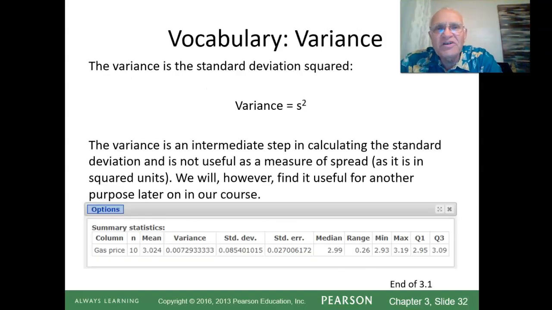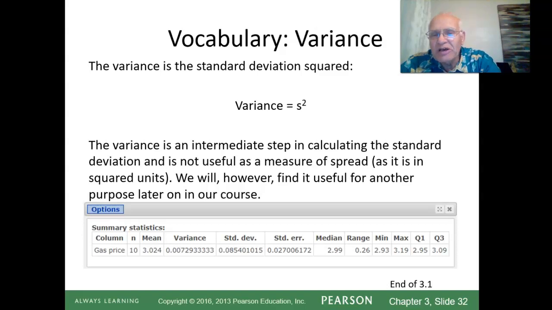So variance, just a reminder, the variance is the standard deviation squared. It's an intermediate step in calculating the standard deviation. It's not useful by itself as a measure of spread. It's in square units. But we'll find it useful later on in this course. We'll learn about that when we get to something called analysis of variance, which sounds like you use the name variance. But you see down at the bottom, the mean 3.024. This was done in StatCrunch, and the standard deviation is 0.085. That variance is there. It's not very useful, but it was an intermediate step, right? The square root of that variance would give you the standard deviation.